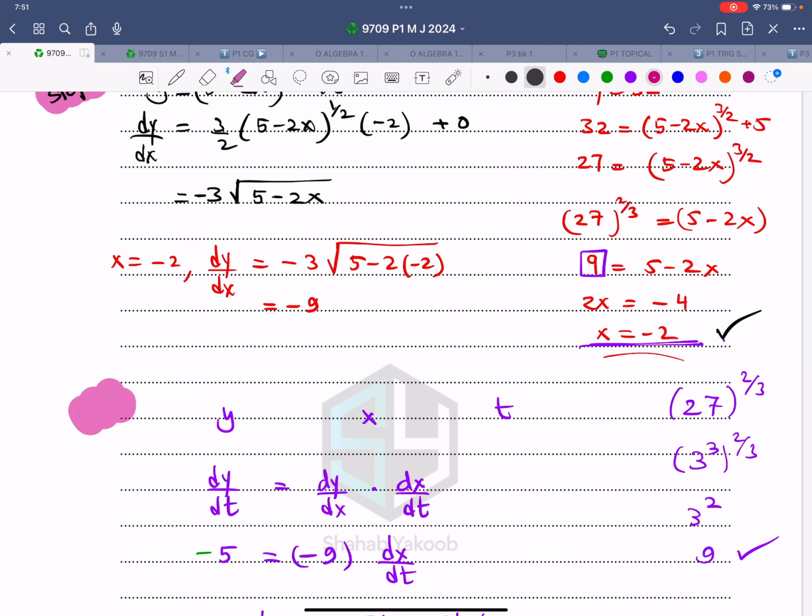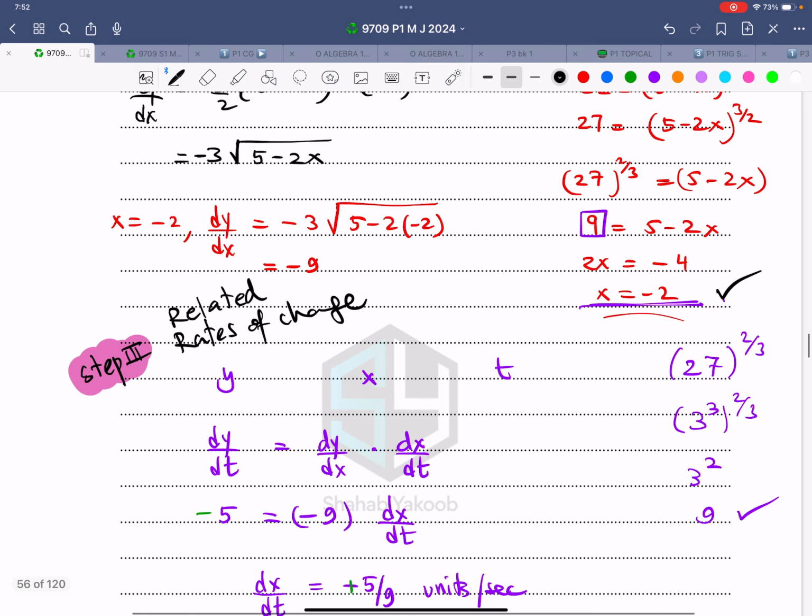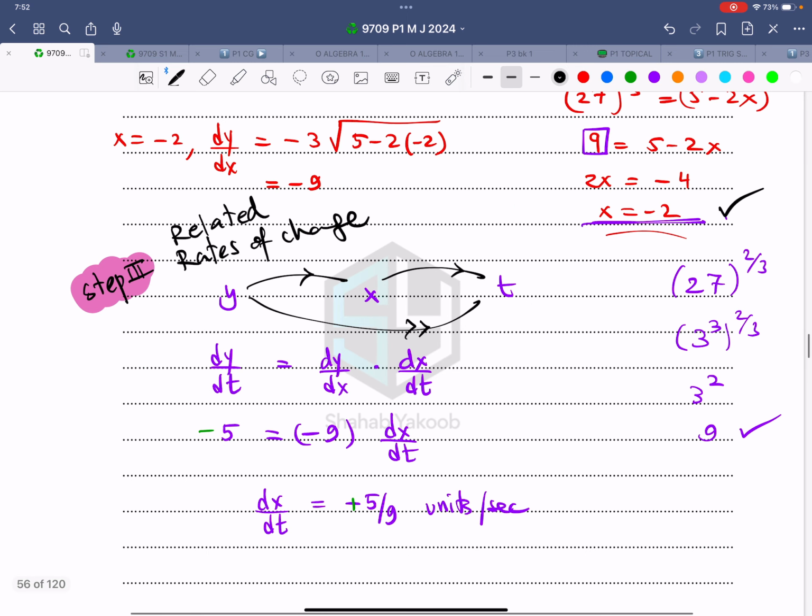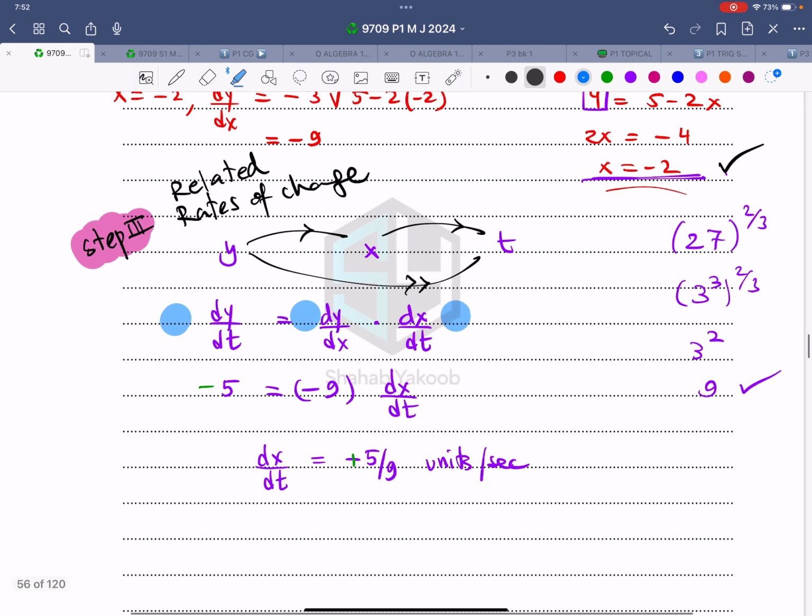And what is step number 3? Step number 3, this is rates of change. Differentiation with rates of change. Actually, the proper name is related rates of change. Y is dependent upon x, x is dependent upon t. In other words, y is dependent upon t. So therefore, what do we have? We have this thing, that is dy by dt is equals to dy by dx into dx by dt.